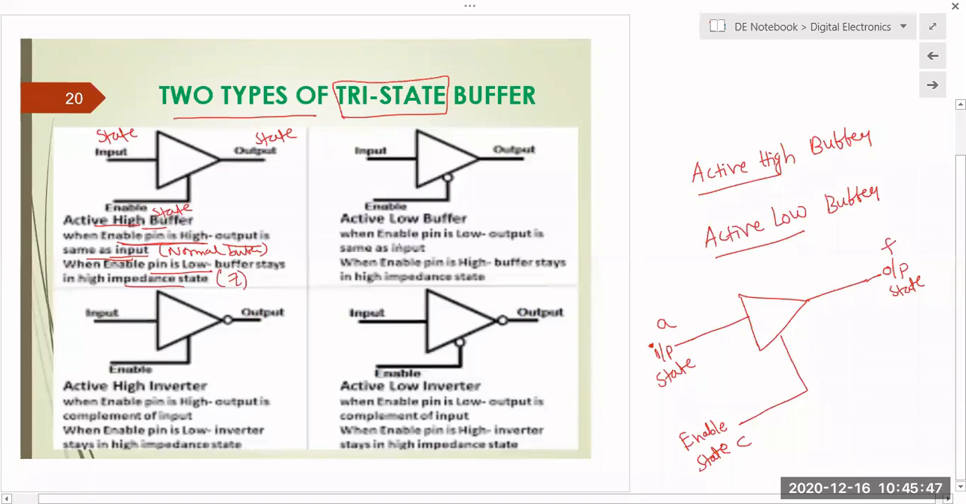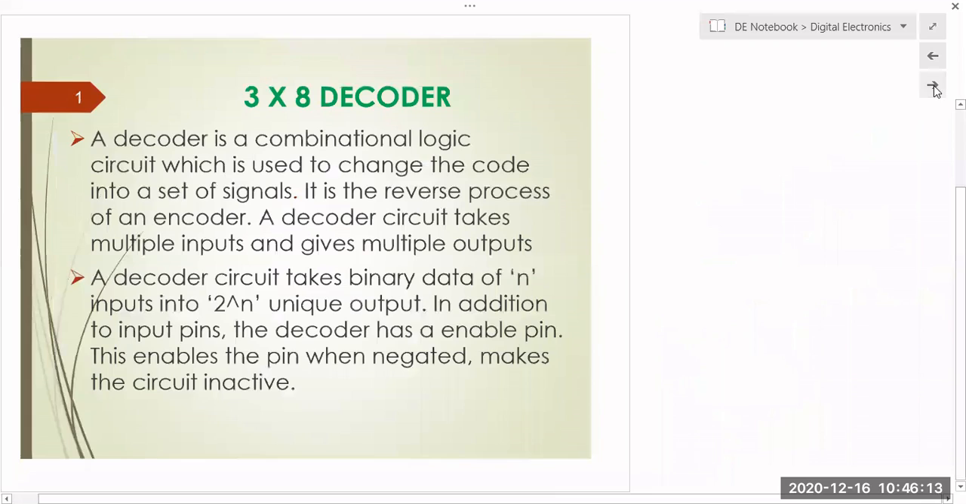In case of this active low buffer, what does active low mean? The control input is low, that is 0. When it is 0, that is, when the enable input is low, then the output is the same as input. When the enable pin is high, the buffer is acting like a high impedance state. That's it. So the next topic is 3 to 8 decoder.